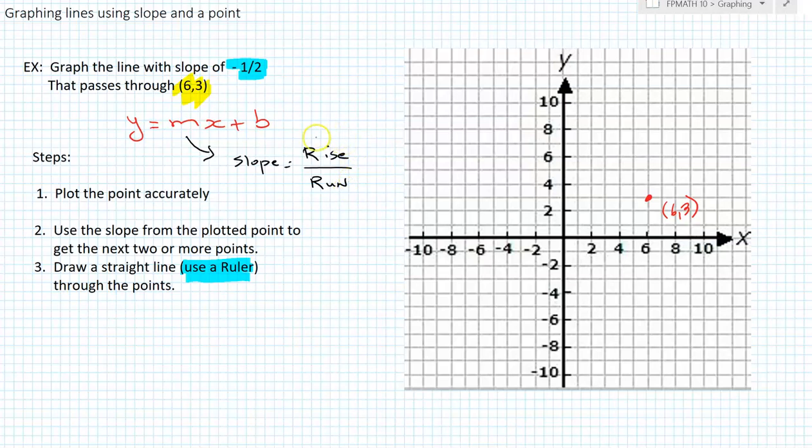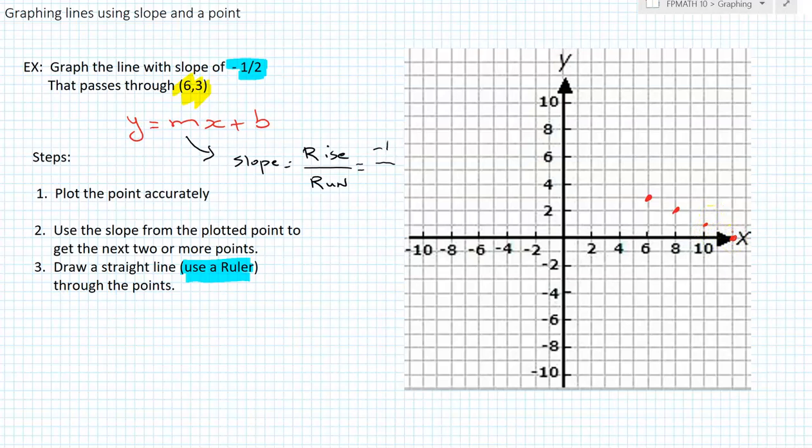I usually start with the top. Instead of going up, I'll go down because the top is -1. So I'll go down 1 and then over to the positive 2. So go down 1 from (6, 3), so that becomes 2, and then over. So down 1 over 2, that's my next point. Down 1 over 2, that's the next point.